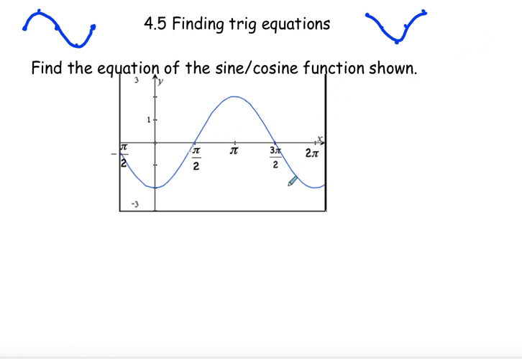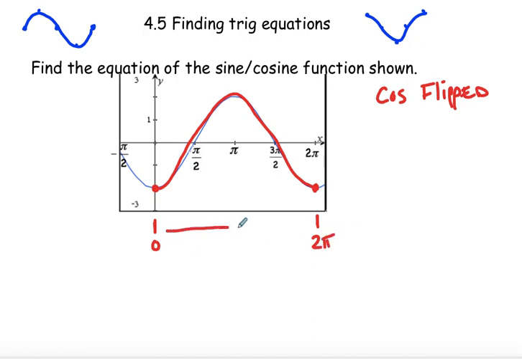So when I'm looking at this picture, what stands out to me, and I'll try to highlight it, would be from here to here, going up, then down. To me, that looks like a cosine graph just flipped. So I'm going to approach this problem as cosine flipped. Next thing we should try to figure out is the period. So this is spanning from 0 to 2 pi. So that means it has a period of 2 pi.